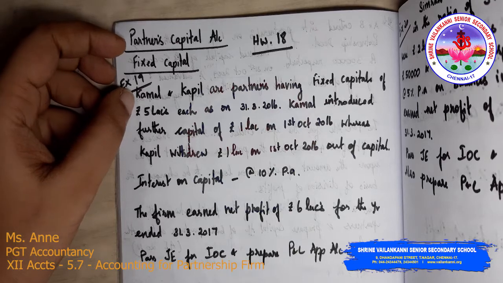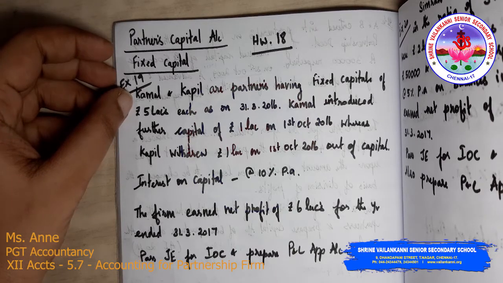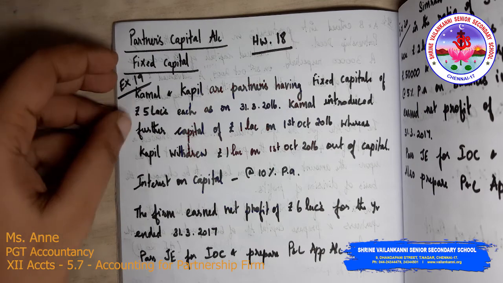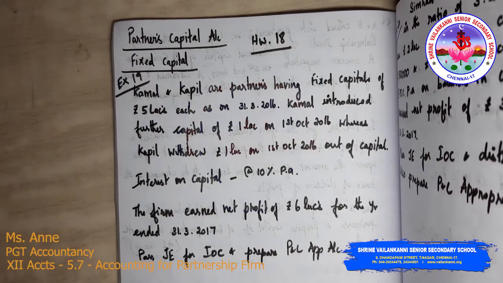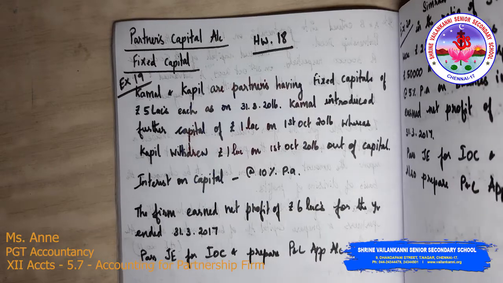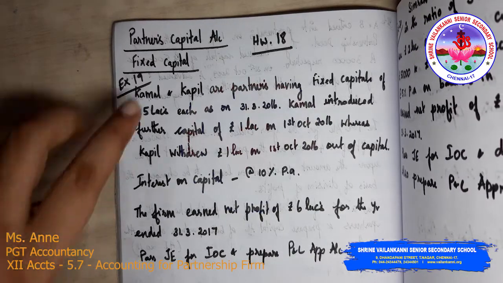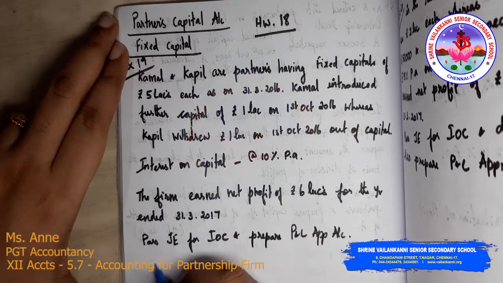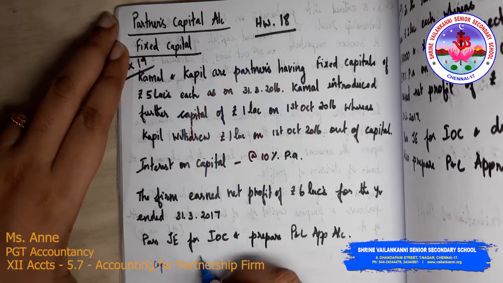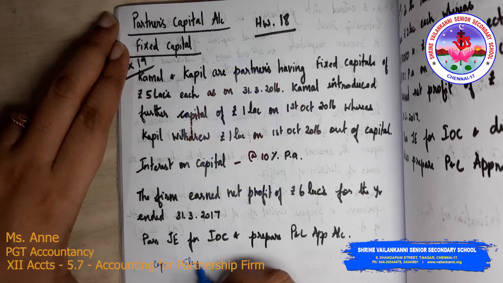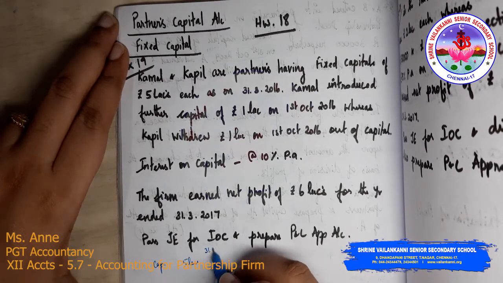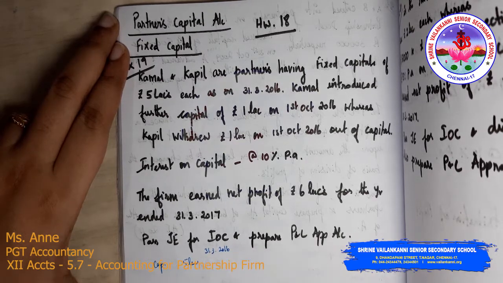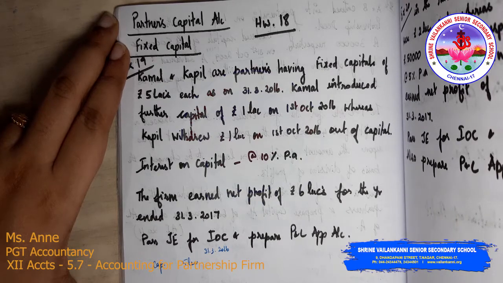Kamal and Kapil are partners having fixed capitals of rupees 5 lakhs each as on 31/3/2016. I will take some notes so that it will be easy when we are solving the question. So what is given? There are two partners. Each one has contributed capital of rupees 5 lakhs on 31/3/2016. This is the information that was given.